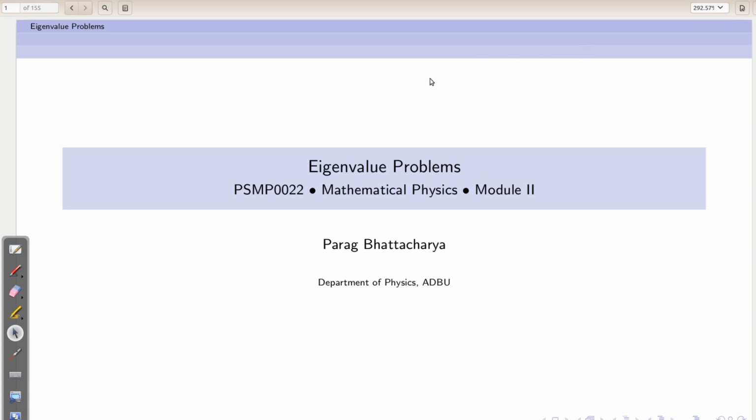Hello everyone. Now before we move on to eigenvalue problems, I thought this would be a good time to have a brief review on matrices and on important properties of matrices, which will come in handy when we solve eigenvalue problems using all the concepts of vector spaces that we have learned so far.